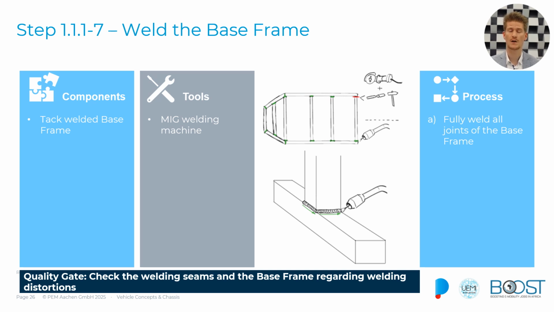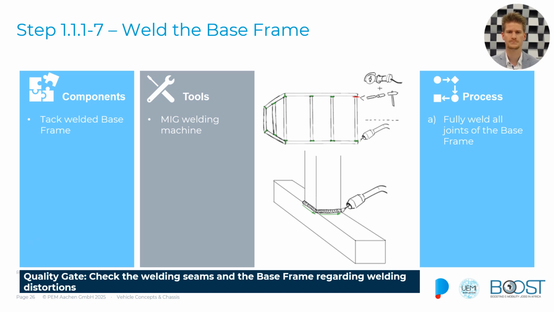And we also have to check the overall frame if there are any distortions. If the distortions are too big, you probably have to take some countermeasures in order to get rid of these distortions. But if they are within the tolerances you could accept, we are good to go and start our next process.